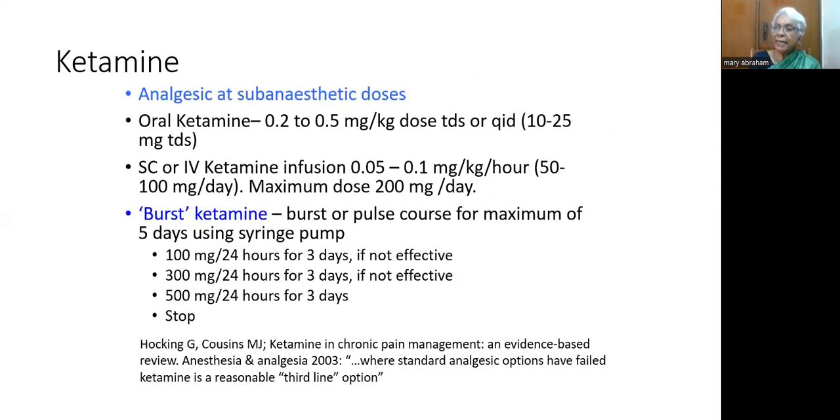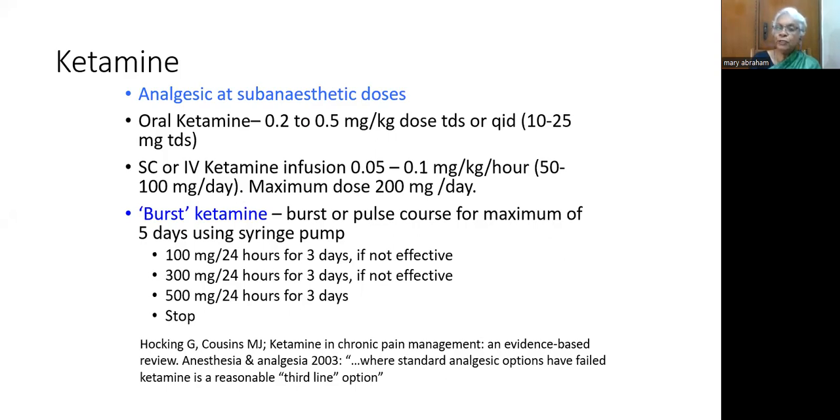So we all know that ketamine is an anesthetic, but it is an analgesic at sub-anesthetic doses. So we can give oral ketamine in a dose of 10 to 25 mg TDS, or you can give subcutaneous or intravenous ketamine in a maximum dose of 100 to 200 mg per day as an infusion. Or we can give what is called a burst ketamine or a pulse dose of ketamine.